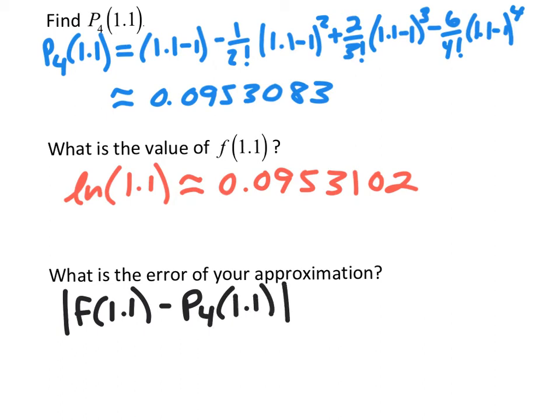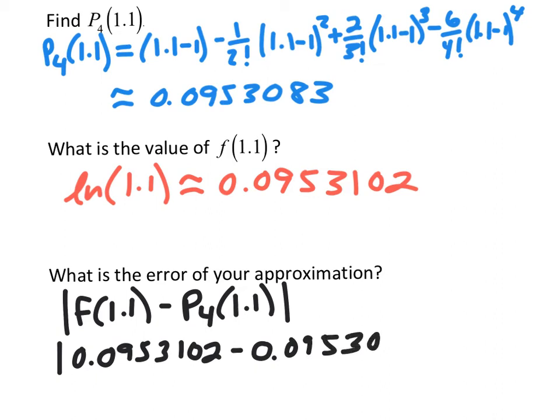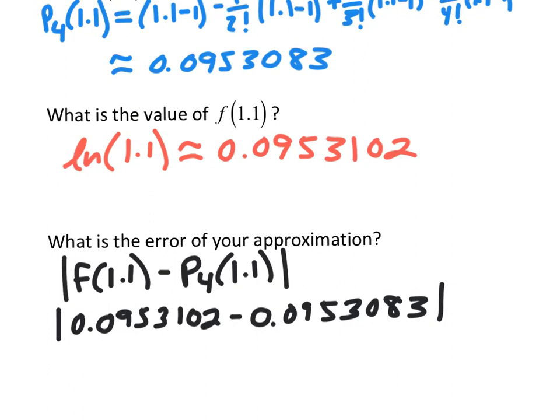So if I take the natural log of 1.1, which was 0.095332, and subtract off the approximation found by using the Taylor polynomial, 0.095333, then I find that my error comes out to 0.0000019. That is a very good approximation, especially given the fact that I only made it a fourth degree Taylor polynomial.